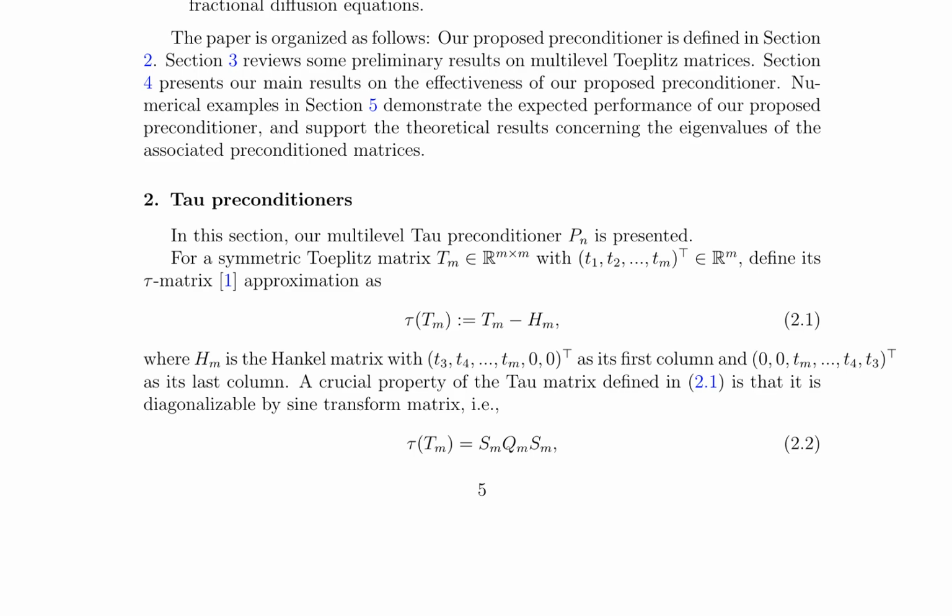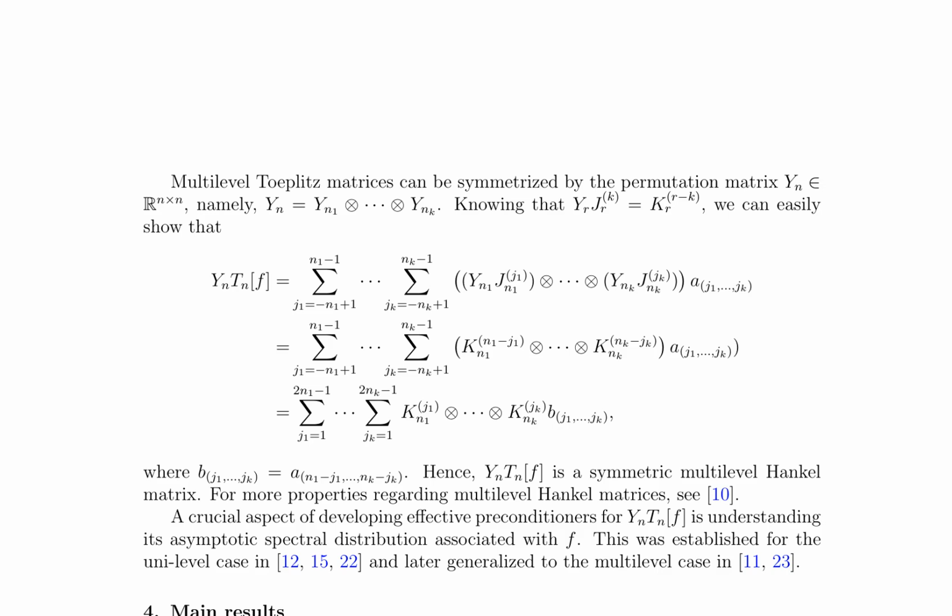The eigenvalues of the preconditioned matrix P_n^(-1) E_n, where E_n is defined by equation 1.7, are proven to be contained in a disjoint interval enclosing plus or minus 1. This result guarantees theoretically mesh-independent convergence when MINRES is applied. The authors also demonstrate the effectiveness of their proposed preconditioner through numerical examples in section 5, supporting the theoretical results concerning the eigenvalues of the associated preconditioned matrices.